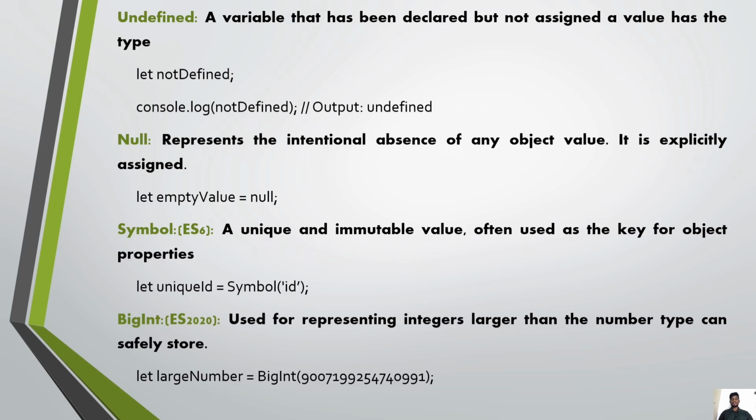Symbol, ES6, a unique and immutable value, often used as the key for object properties. Let uniqueID equal to Symbol('id'). BigInt, ES2020, used to represent integers larger than the number type can safely store. Let largeNumber equal to BigInt(largeNumber).